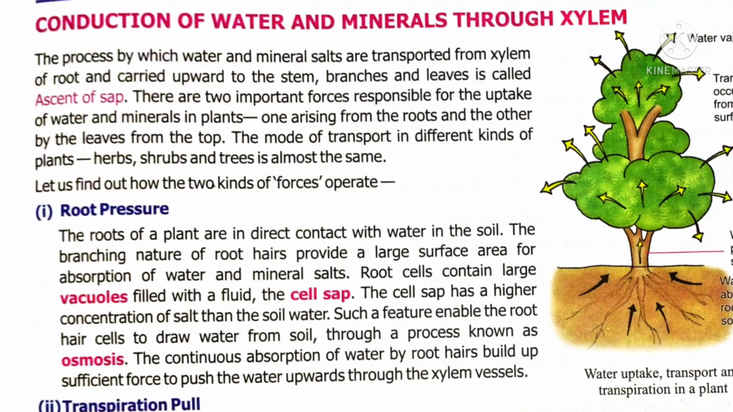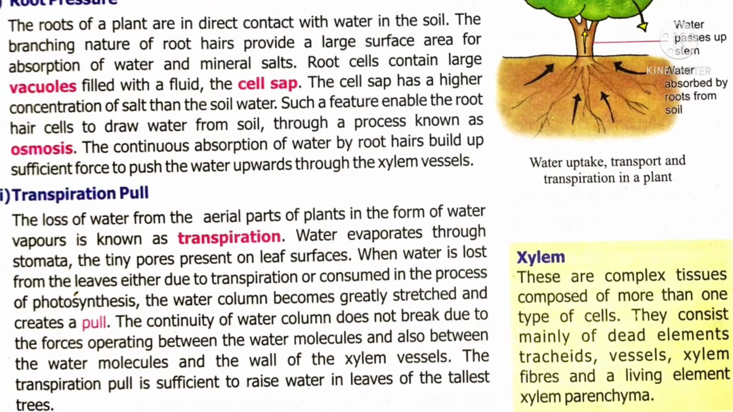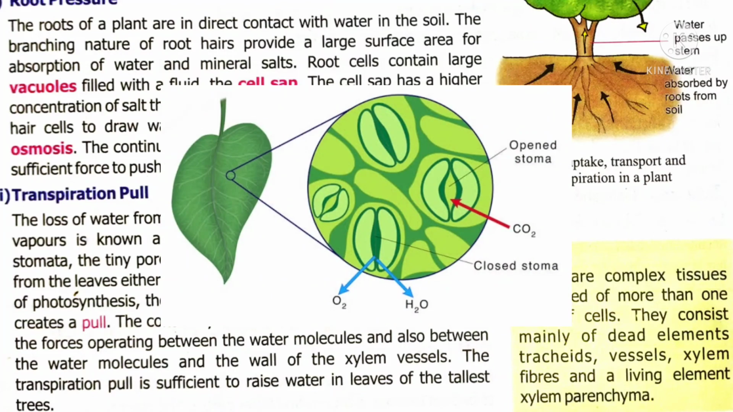Okay. Now because of this continuous flow of water, the intake of water by osmosis builds up sufficient force to push the water upwards through the xylem vessel. This is the way water reaches the leaves, stem and the remaining parts of the plant. Next important factor is transpiration pull. What is transpiration pull? Excess water present in our body is eliminated through urine. In the same way, plants eliminate excess water through the stomata, which are present on the surface of the leaf. Stomata are like pores.